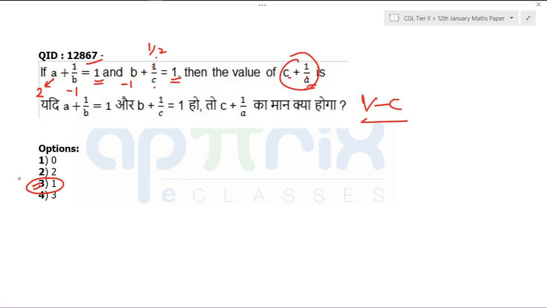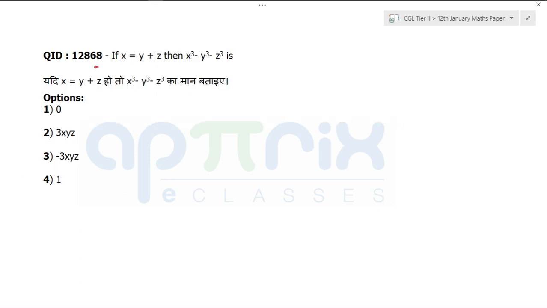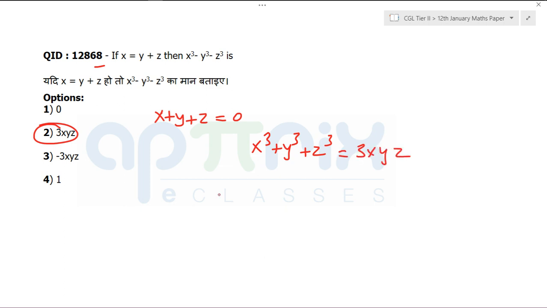Moving to question number 68 now. Question number 68 says, if x is equal to y plus z, then what is x cube minus y cube minus z cube? The answer is this one. How? You must have studied this in class 9th, right? That if x plus y plus z is equal to 0, then x cube plus y cube plus z cube is equal to 3xyz, right?